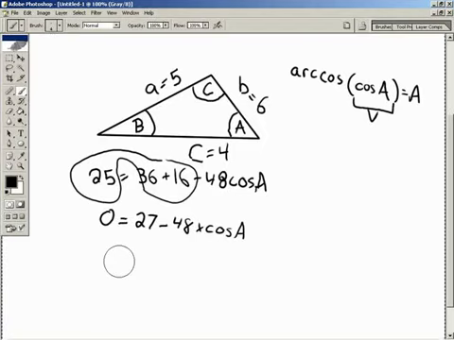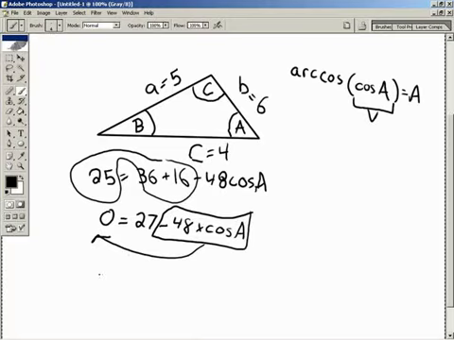We have something involving cosine of A and something without cosine of A, right? How about if we try to get the stuff with cosine of A onto one side of the equation and the stuff without it onto the other? How would we do that? Yeah, just take it over to the other side. And what would happen if you did that? You want to turn positive? Right. So 48 cosine of A equals 27.